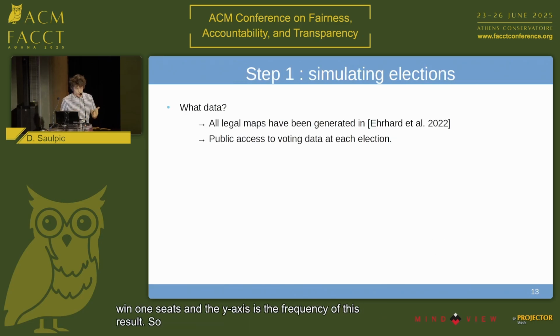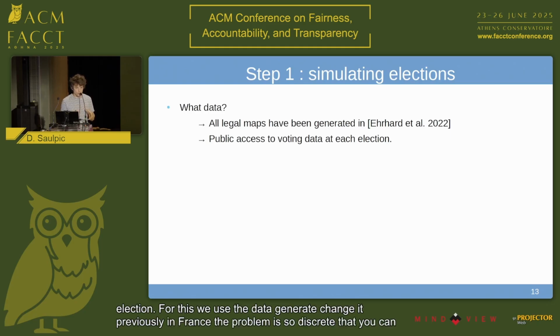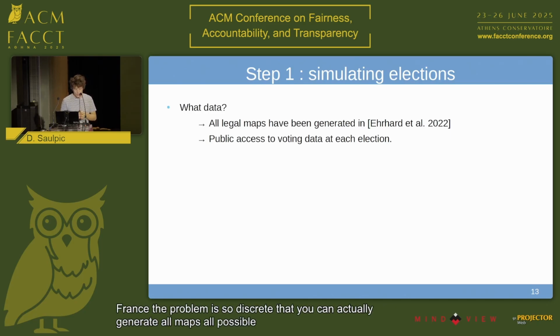So the first step of this approach is to simulate the election. For this, we use data generated previously. In France, the problem is so discrete that you can actually generate all maps, all possible legal maps. And we have public access to voting data at each election.